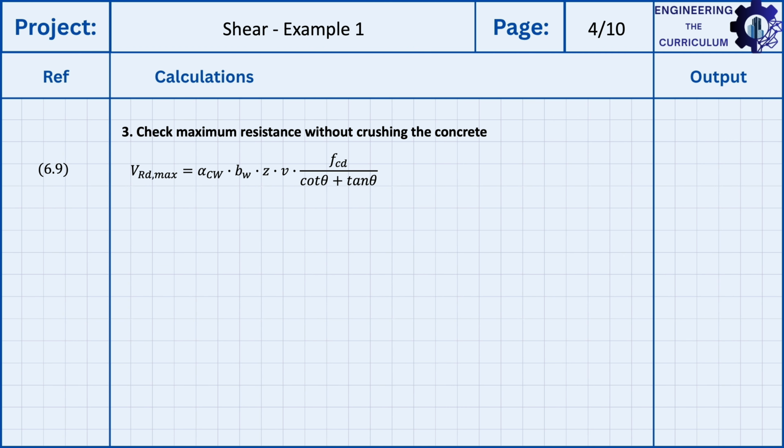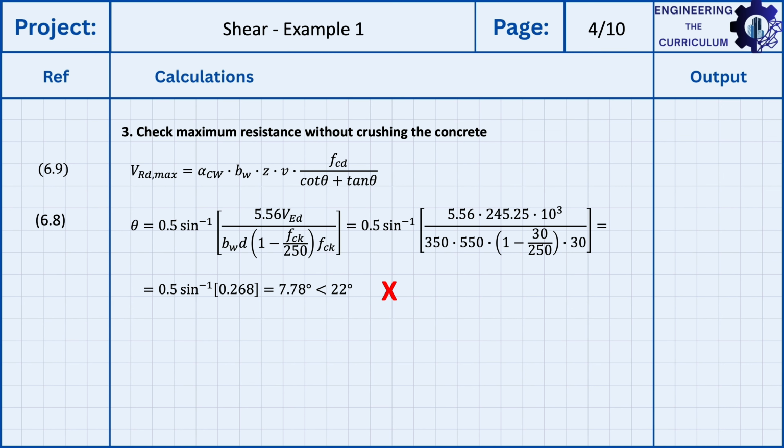Moving on, I want to check what is the maximum resistance of the section without the concrete crushing. And to do that, I need to figure out what VRD max is. So in VRD max, I can see that there's alpha CW, BW, Z, nu, which I've just calculated, FCD, which I know, and cotan and tan theta. So I'm going to start off by finding theta. And it's this equation, which does look quite complicated, but actually we do know everything.